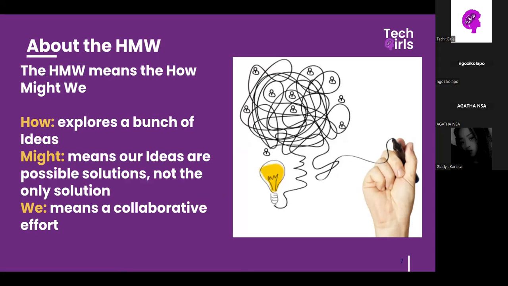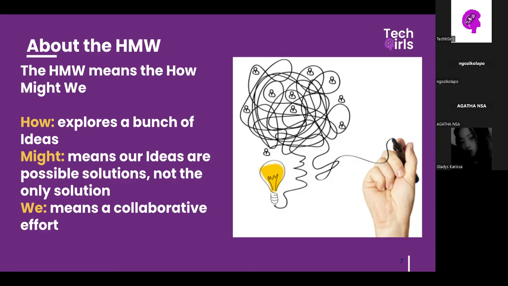So for the how might we, HMW, like I said, is how might we. How explores a bunch of ideas, so you think of a lot of ideas. Might means our ideas are possible solutions, but they are not the only solutions; there are a lot of solutions. We means a collaborative effort. So we are doing it together. We are thinking of it together. We are coming up with this. So how you do it is you come up with these solutions together.